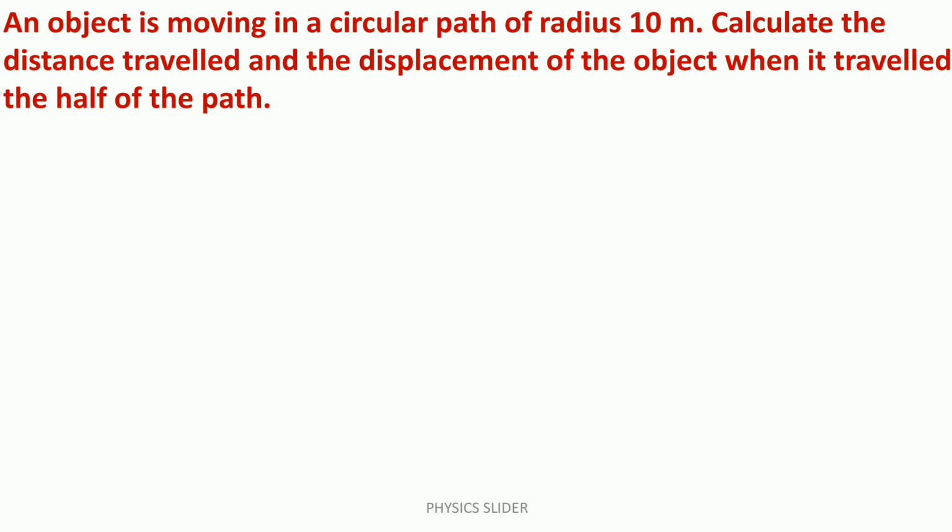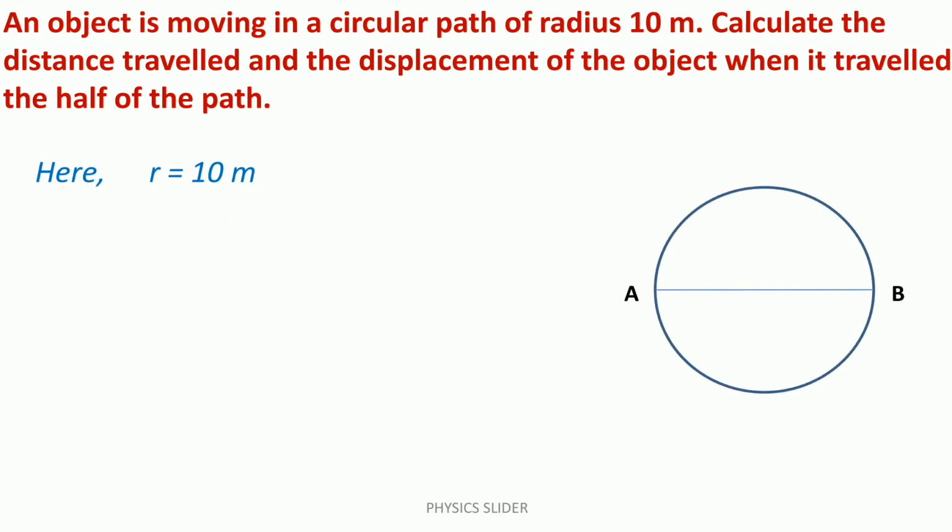An object is moving in a circular path of radius 10 meter. Calculate the distance traveled and the displacement of the object when it traveled the half of the path. So here the radius of the circle is r is equal to 10 meter. Okay, let us consider the object is traveling from A to B. This is half of the path, half of the circular path.